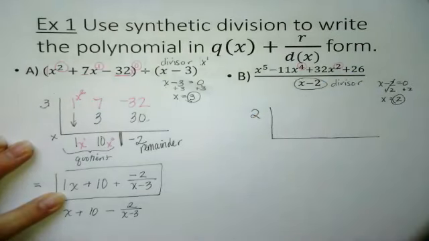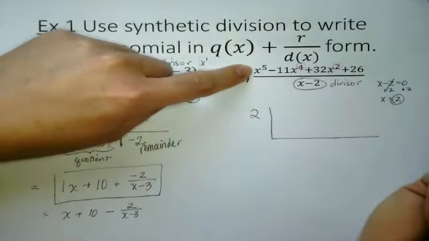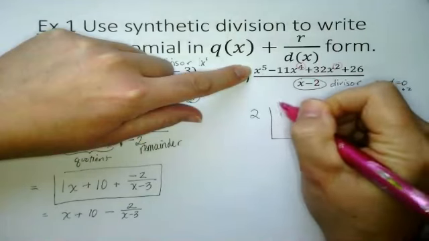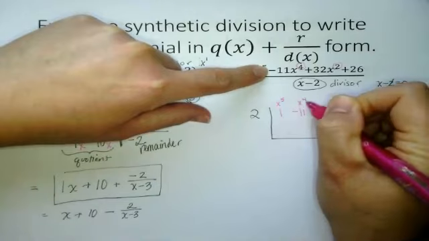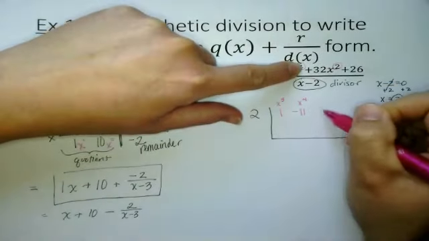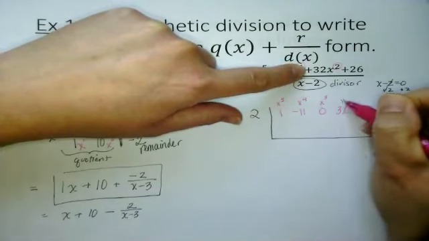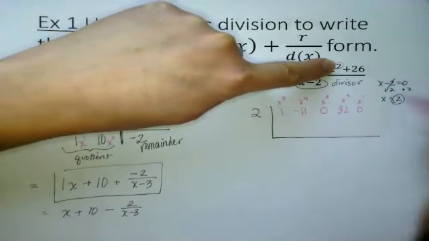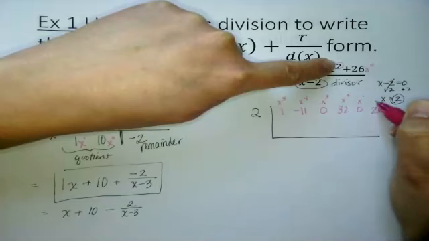Then we want all of our coefficients, but we have some missing terms here, so we have to fill things in. And so I have a 1x to the 5th. I have a negative 11x to the 4th. I have a 0x cubed because I'm missing that term. Then I have a 32x squared. I have a 0x to the 1st. And this is 26x to the 0 power.